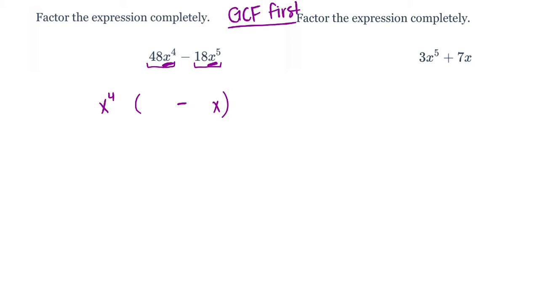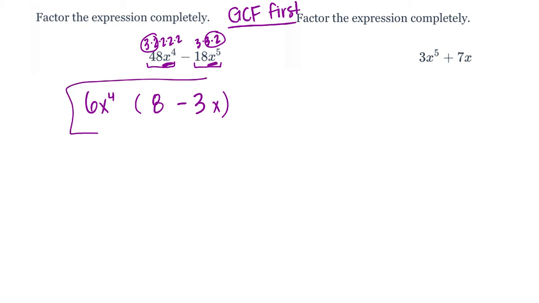And then as far as the 48 and the 18 goes, let's see, 18 is 3 times 3 times 2, and 48 would be 3 times, I think, a bunch of 2's, maybe. So it looks like our common thing would be 6. So if I take a 6 out of 48, that would be an 8. And if I take a 6 out of 18, that would be a 3. So that's factored completely.